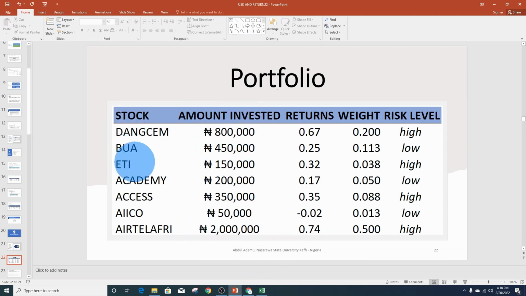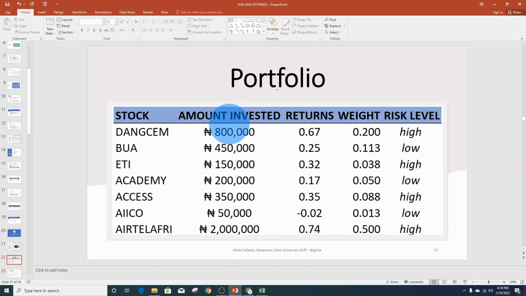Dangote Cement, BUA, ET, Academy, Access, ICO, Airtel. If we add the total amount invested here, it amounts to 4 million. Out of the 4 million, 800,000 is invested in Dangote Cement, 450,000 is in BUA, and so on up to Airtel, which has an investment of 2 million naira.